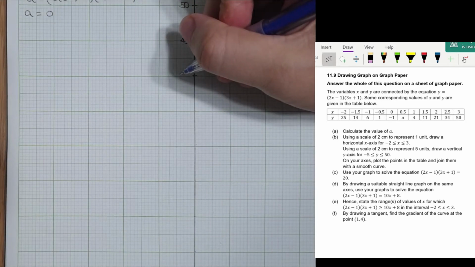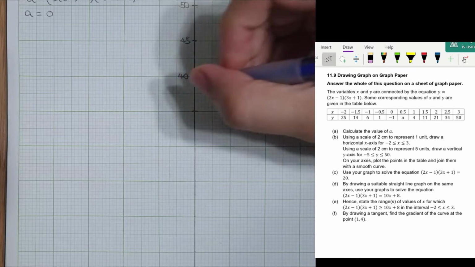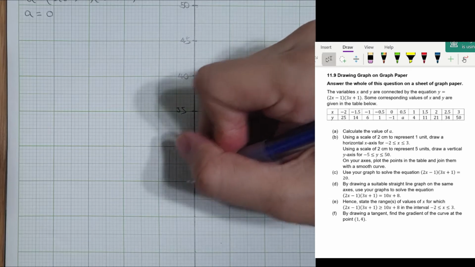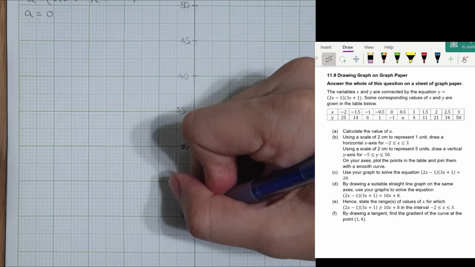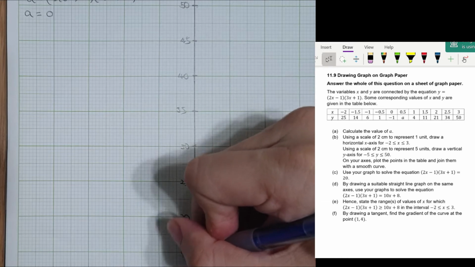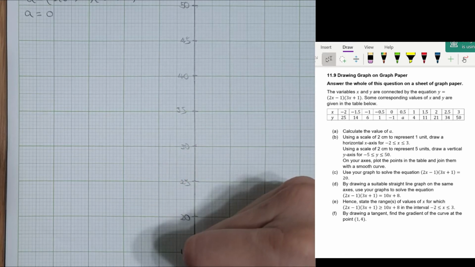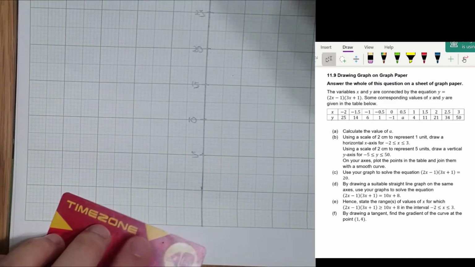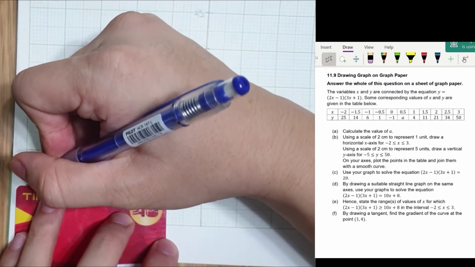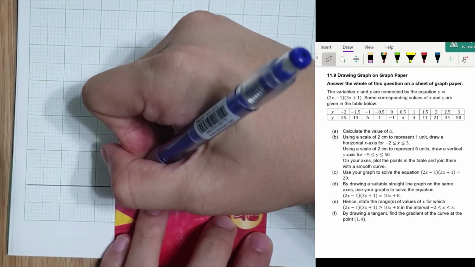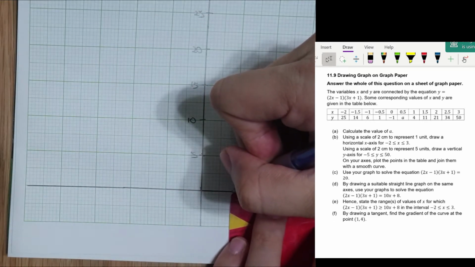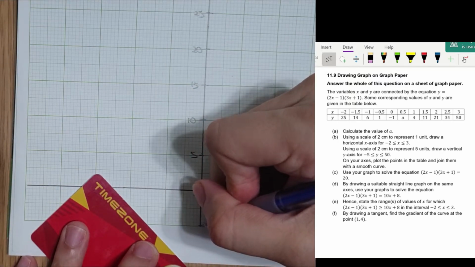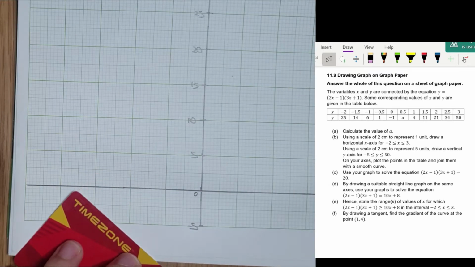45, 40, 35, 30, 25, 20, 15, 10, 5. So this is the part where it is 0. When you know that it's 0, then we start drawing the x-axis. Okay, 0, and then at the bottom, -5.